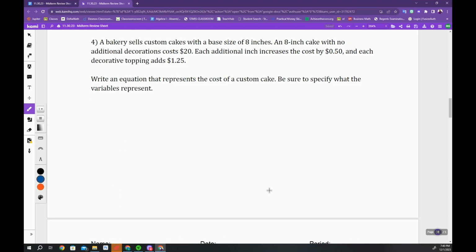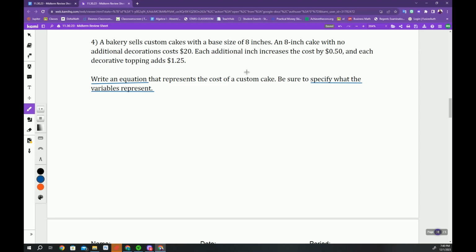Okay, number 4. A bakery sells custom cakes with a base size of 8 inches. An 8-inch cake with no additional decorations costs $20. Each additional inch increases the cost by 50 cents, and each decorative topping adds $1.25. Write an equation that represents the cost of a custom cake. Be sure to specify what the variables represent. So we want to write an equation and we want to specify what the variables represent.